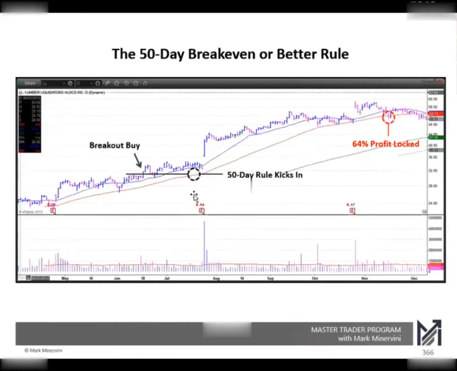If you bought it at 100 and the 50-day is at 90, maybe you've got a stop at 95, 5%. But now you buy it, and two weeks down the road, the 50-day is now up at 100. You now move to the 50-day as your quote-unquote trailing stop. That becomes your stop, and you just stick with the stock until it closes below that 50-day.